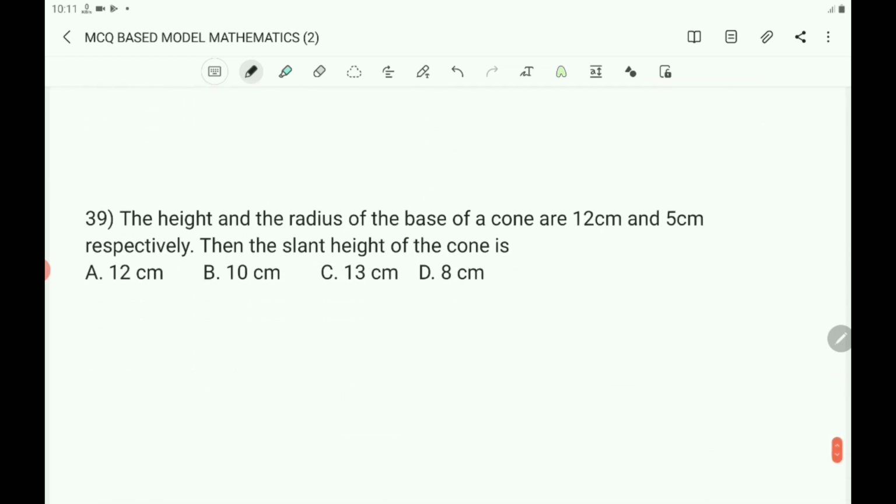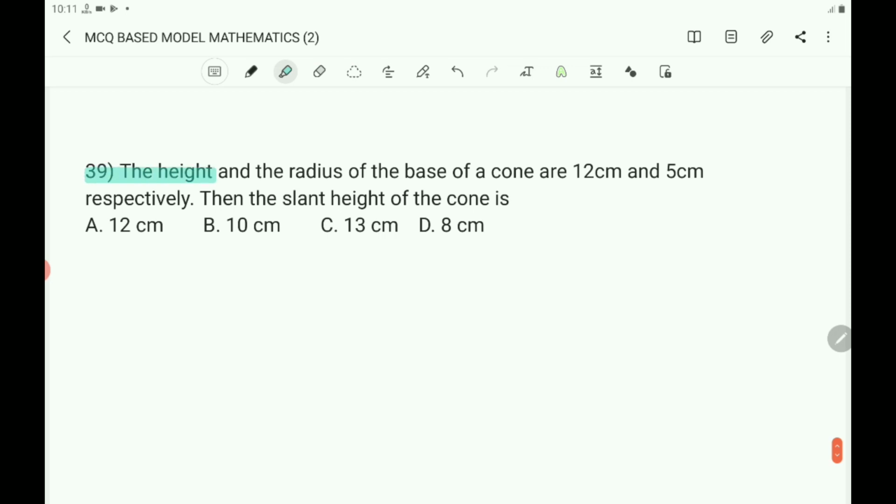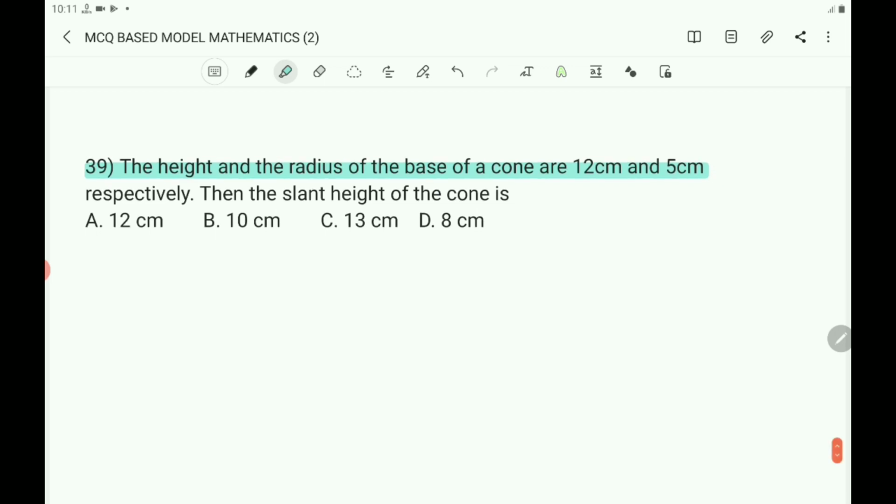Next, take question number 39. What is that question? The height and the radius of the base of a cone are 12 cm and 5 cm respectively. Then the slant height of the cone. You know the relation among l, h and r. In the cone, the formula to find the slant height, if height and radius are given, is l equals root of h square plus r square. So here you must have the Pythagorean triplet. 12 and 5 is there, so the next must be 12, 5 and 13. 13 is the Pythagorean triplet.